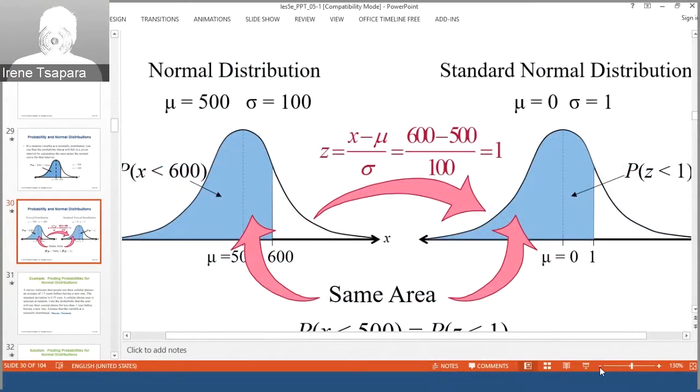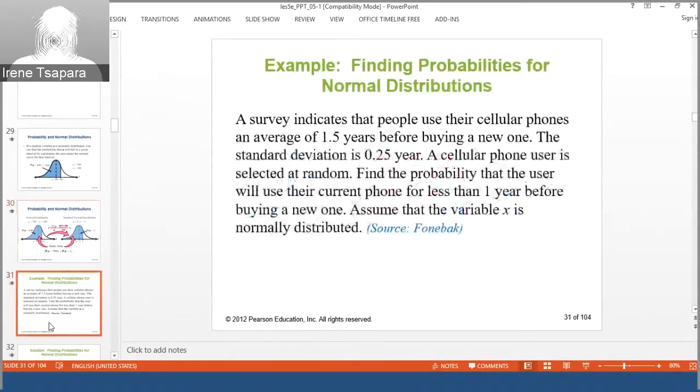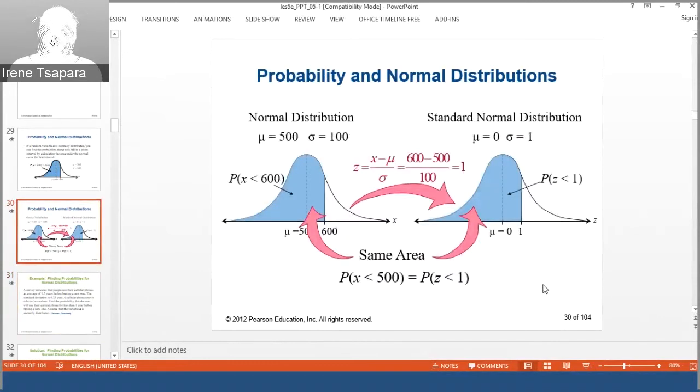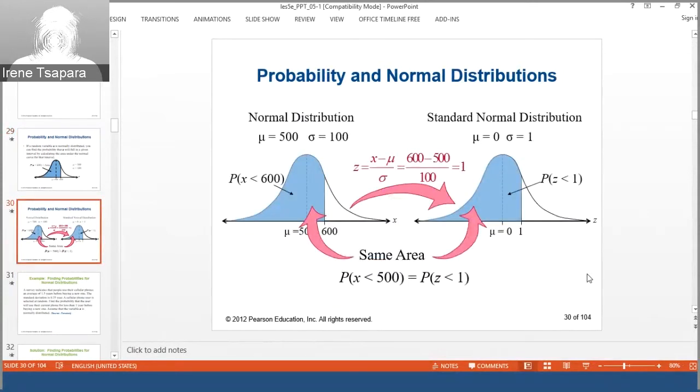Okay, yes. And I know now that the probability of z-score less than 1 will be equal to the probability of x less than 600. So the probability for that will be 84%, 84 point something, as we just calculated.